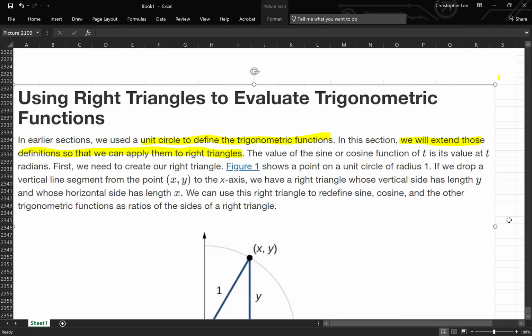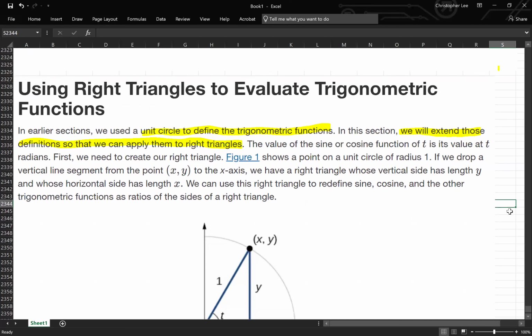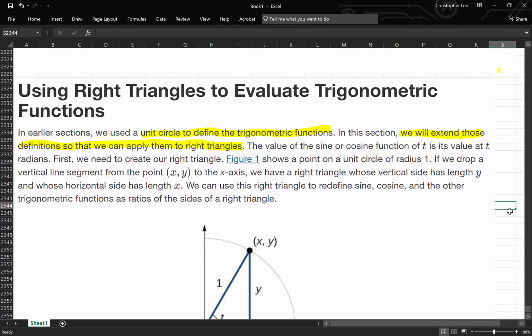So, using right triangles to evaluate trigonometric functions. In earlier sections, we used a unit circle to define the trigonometric functions. In this section, we will extend those definitions so that we can apply them to right triangles. The value of the sine or cosine function of t is its value at t radians.